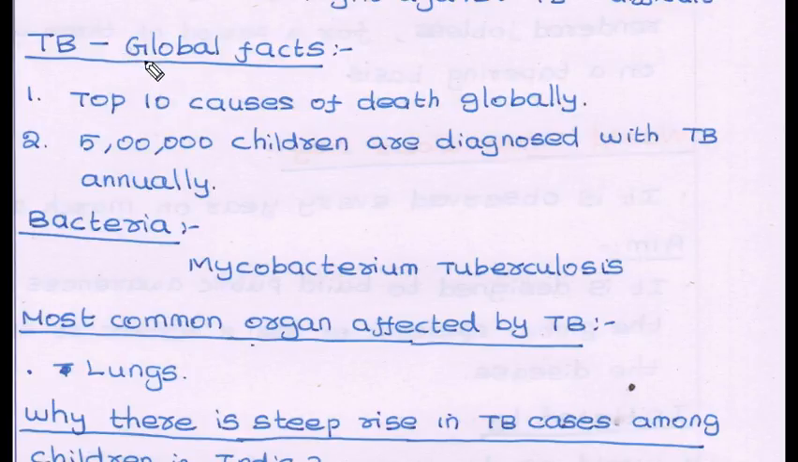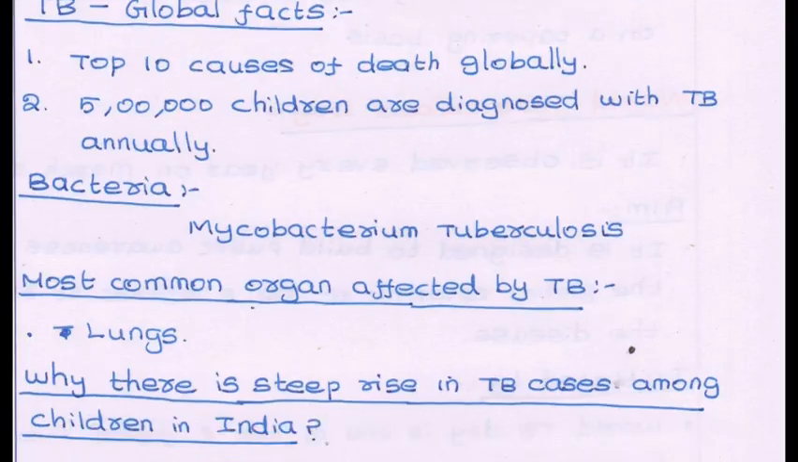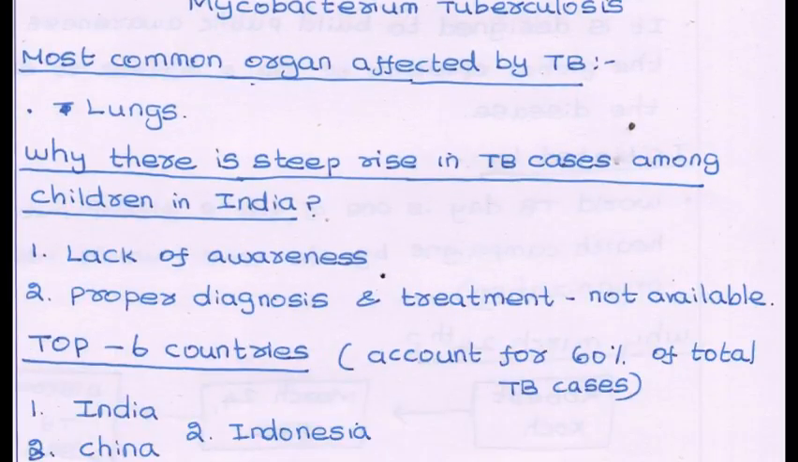In this background, let's discuss some important facts on tuberculosis. Tuberculosis is one of the top 10 causes of death globally. So it is one of the top 10 killers worldwide, and every year nearly 5 lakh children are diagnosed with tuberculosis all around the world. The bacteria which causes tuberculosis is named Mycobacterium tuberculosis. And you may ask another question.